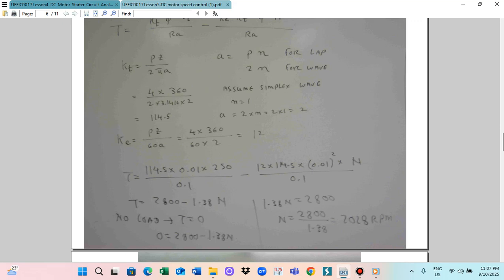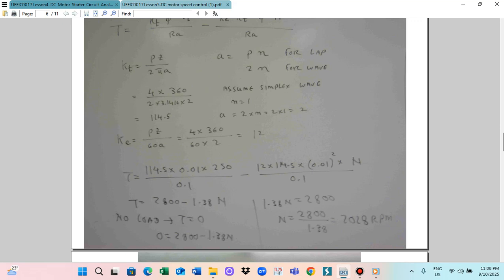So therefore N is equal to 1. The simplest way: A is equal to 2 multiplied by N, so 2 multiplied by 1, A is equal to 2. Now we can substitute here into the KD formula. Number of poles is 4. Number of armature formula: 360 times 3.1416, divided by 2. By solving this, you get 114.5. This is the KD.